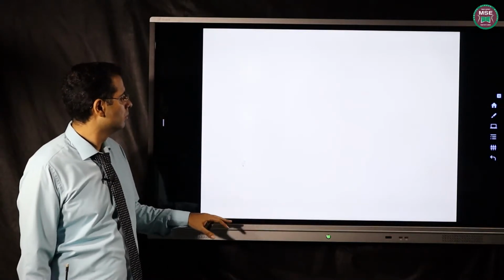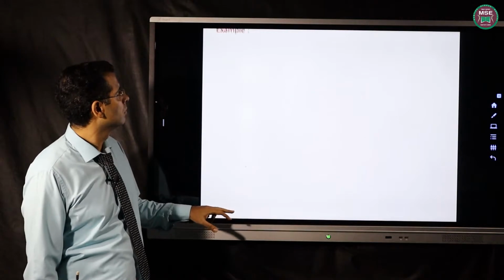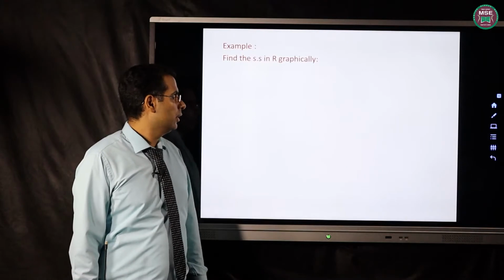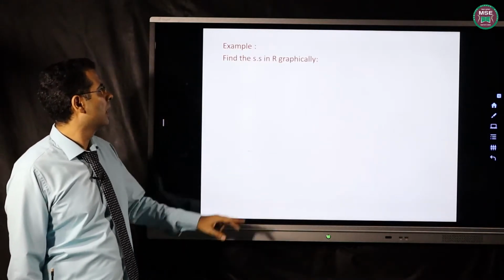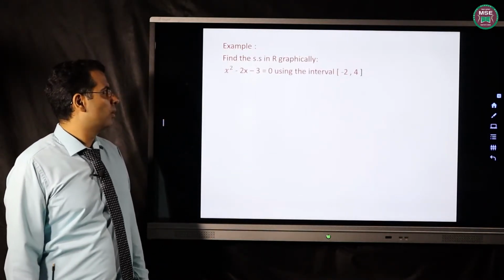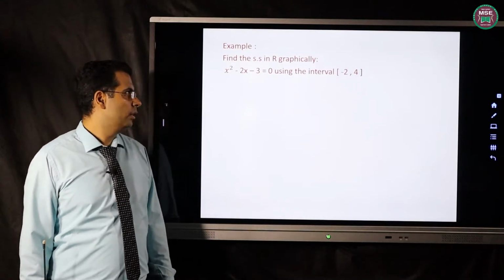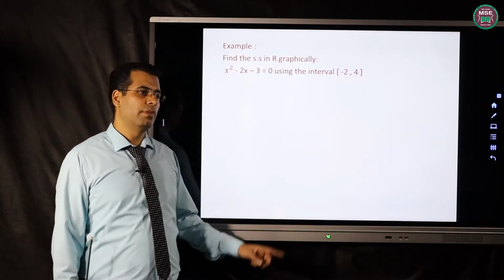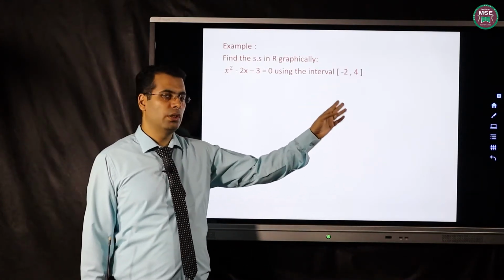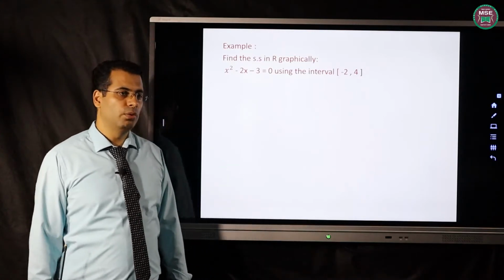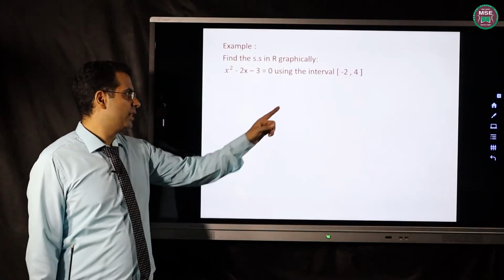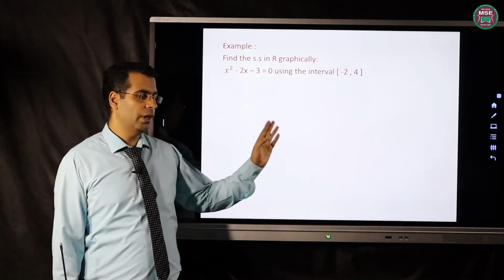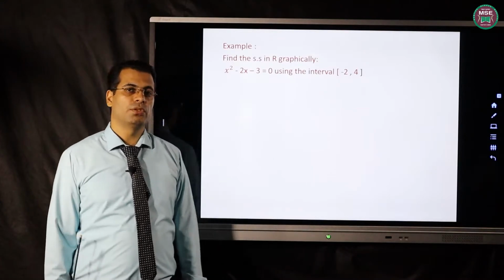Example, find the solution set in R graphically. X power 2 minus 2x minus 3 equals 0 using the interval from negative 2 until 4. Then the values of x are negative 2, negative 1 and so on until 4. You can use two ways. By substituting, put negative 2 instead of each x, and then negative 1, and so on until I reach 4.